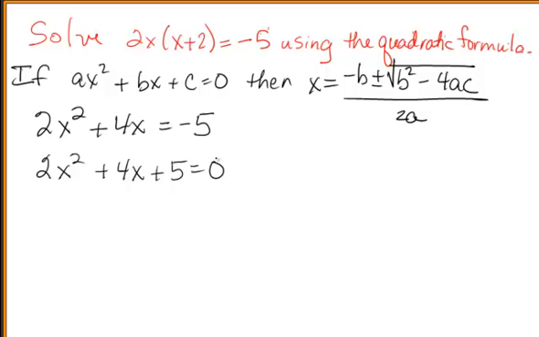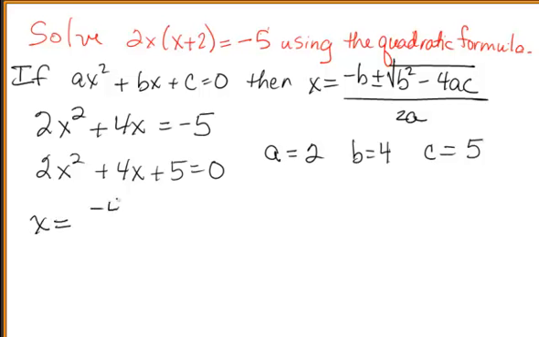Now that we have it in that form, it looks like ax squared plus bx plus c. A is the coefficient of x squared, so a equals 2. B is the coefficient of x, so that's 4. And c is the constant, so that's 5. So we're ready to plug things in.